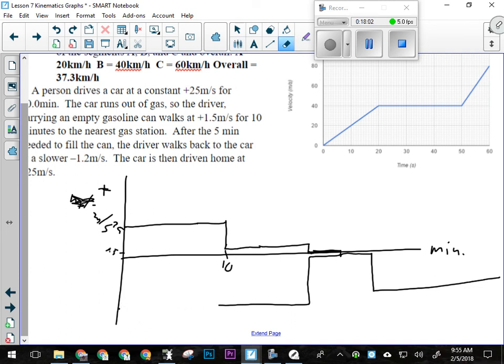It does. It says a person drives a car at positive 25 meters per second. So positive 25. No, it says at negative 25. You can't see it here because I cut it off, but it does say negative 25 there. All right, so we would draw it something like that, walking back to the car and then driving the car back home.